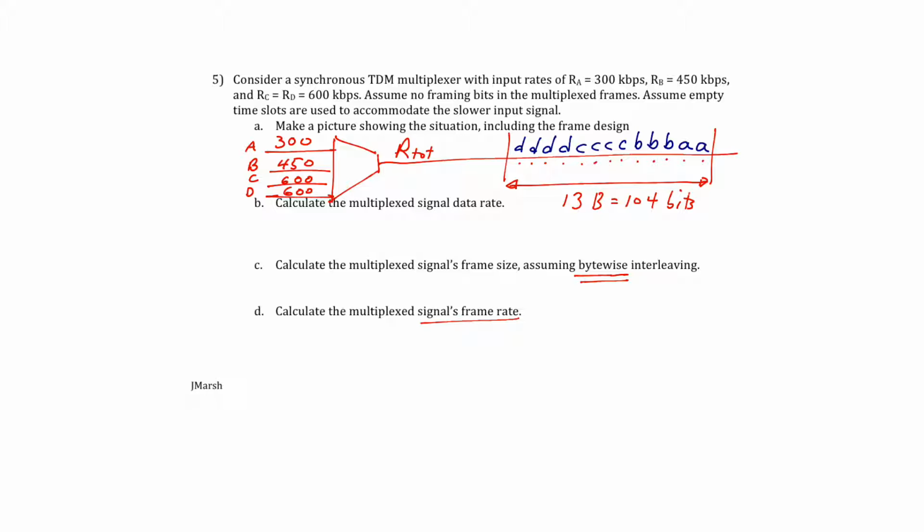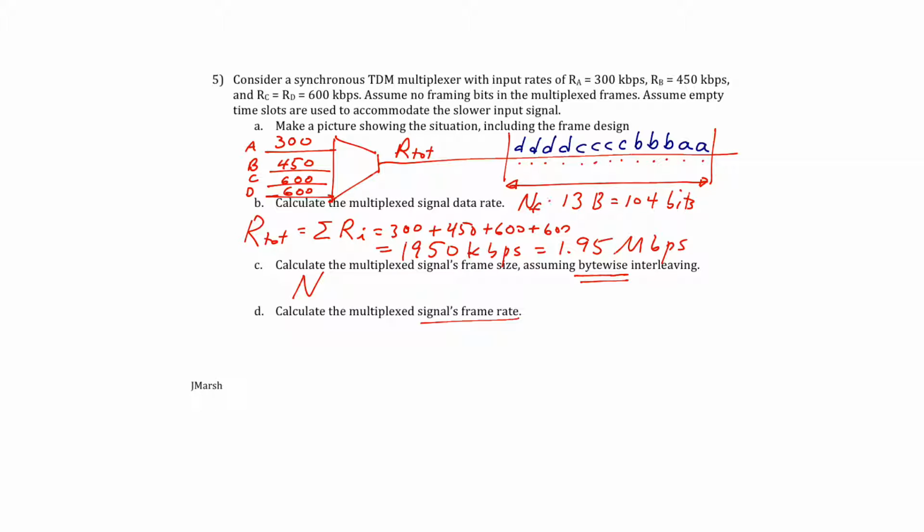Okay, the multiplex signal rate is just going to be the sum of the input rates. So it's 300 plus 450 plus 600 plus 600, which is 1200, 1500, 1950 kilobits per second, or 1.95 megabits per second. Okay, we want to calculate the multiplex signal's frame size in F, and it is 13 bytes, and it is 104 bits. We already calculated that.